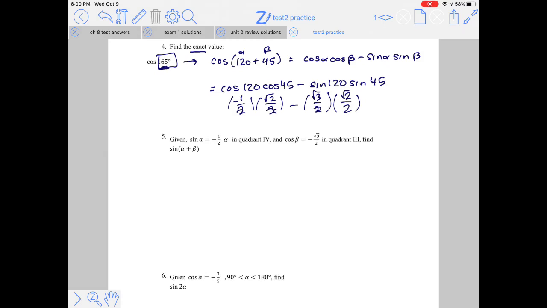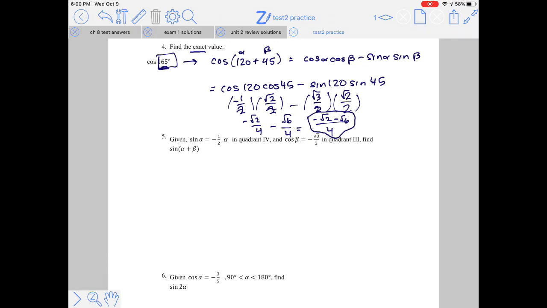So these two terms multiplied together is negative square root of 2 over 4. And then these two terms multiplied together. What is the square root of 3 multiplied by the square root of 2? Square root of 6, yeah, over 4. And then since these both have the same denominator, we can now combine this into one fraction. So negative root 2 minus root 6 all over 4.